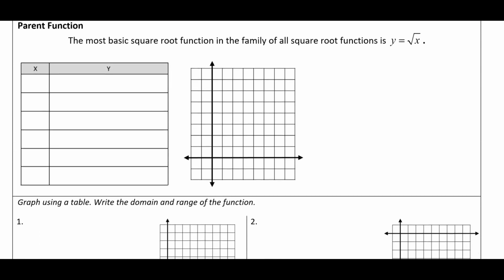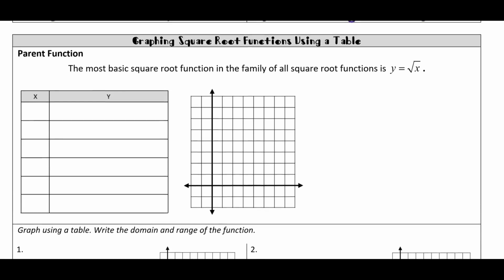So graphing square root functions using a table is the first thing we're going to talk about. The first thing you need to know is that the most basic square root function in the family of all square root functions is y equals the square root of x. Y equals x would be linear. Y equals the square root of x is going to be a square root function.